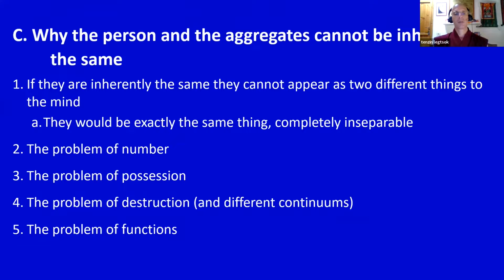And then fifth, the problem of functions. If the I is inherently one with the body, it can't perform the functions of the mind, of thinking, and can't think and remember and have opinions and so forth. If the I is inherently one with the mind, then it can't perform physical functions, like being seen, being touched, being washed, eating, walking, sitting, because the mind doesn't do those things.